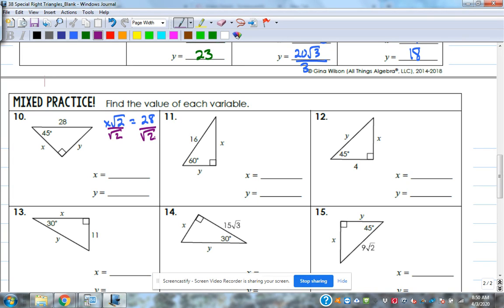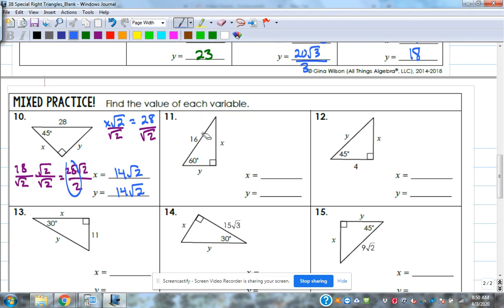And here we have to do that rationalizing thing again. So we're multiplying by radical 2 over radical 2. That's going to be 28 radical 2 over 2. And then we could simplify that. So that's 14 radical 2. 14 radical 2. Same. Okay.